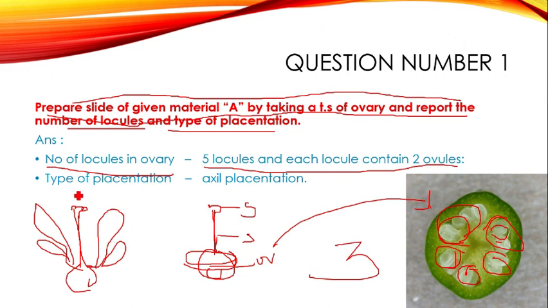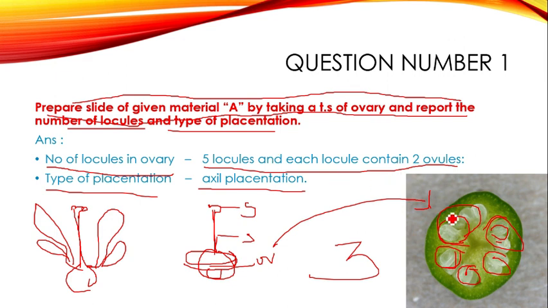Apart from that, you have to identify the type of placentation. About placentation, you can learn in the first PUC. Then if you identify the type of placentation, you can again get 1 mark. Here you can see axile placentation. Axile placentation you can observe in the hibiscus.